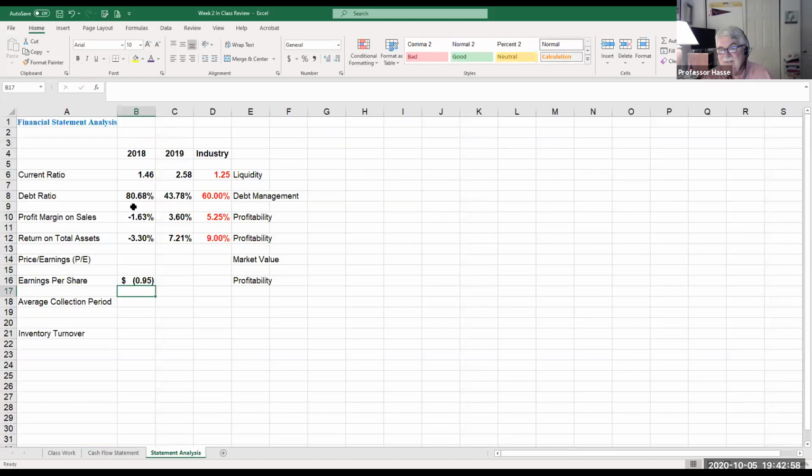So in 2018, they had an earnings per share of negative 95 cents a share. For every share of stock outstanding, they were losing 95 cents. For 2019, a little better, $1.01. Now, what does that mean?